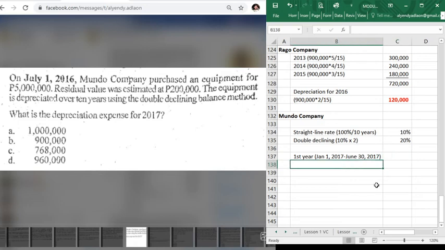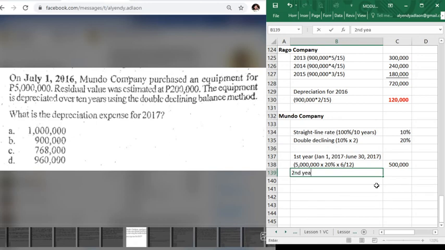Now, how do we get the answer? So, we have 5 million multiplied by the double declining rate, that is 20%. Now, since ang first year nato, class, January 1 to June 30, that is only 6 months, so we still have to multiply times 6 over 12. Okay? 5 million multiplied by 20% multiplied by 6 over 12, then we can get 500,000.